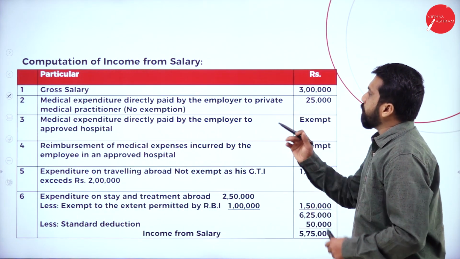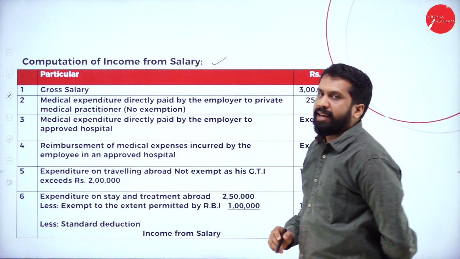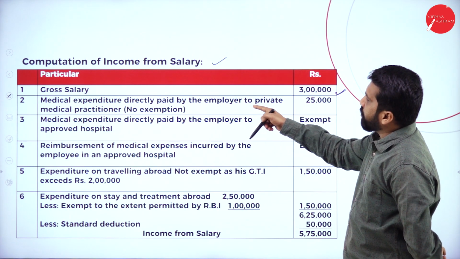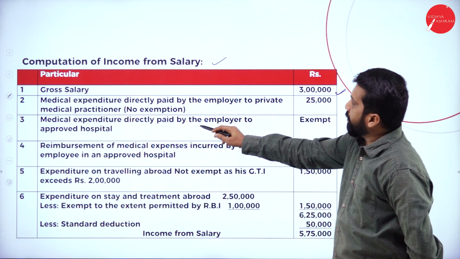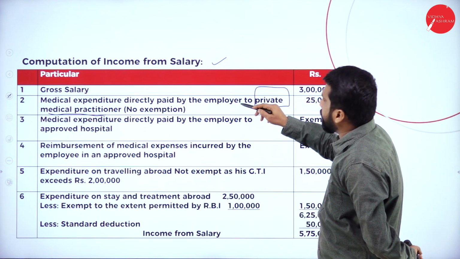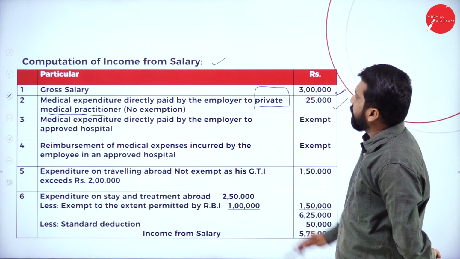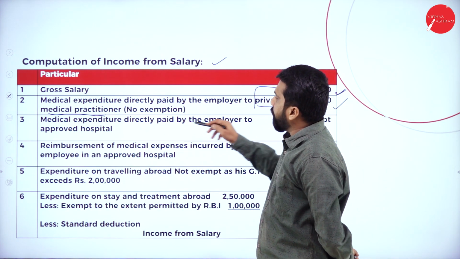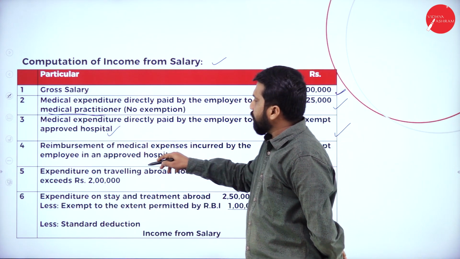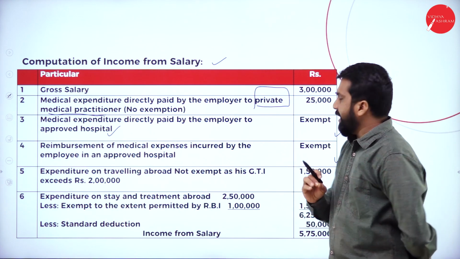Now see, the first one is salary. They have taken the heading computation of income from salary, and first the heading gross salary. Medical expenditure directly paid by employer to a private hospital: no exemption. Why? Because it is private, meaning it is not approved, so it is taxable. Medical expenditure directly paid by employer to an approved hospital is exempt. Anything which is approved by the income tax authority is exempted.